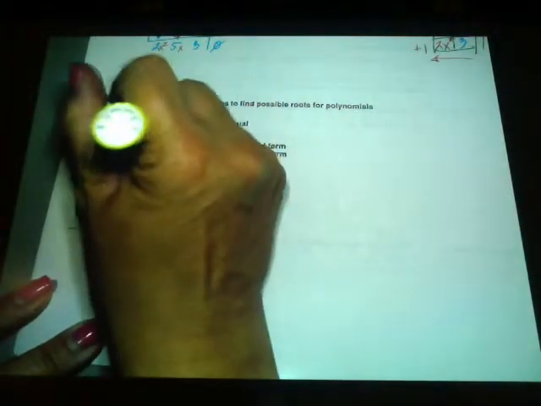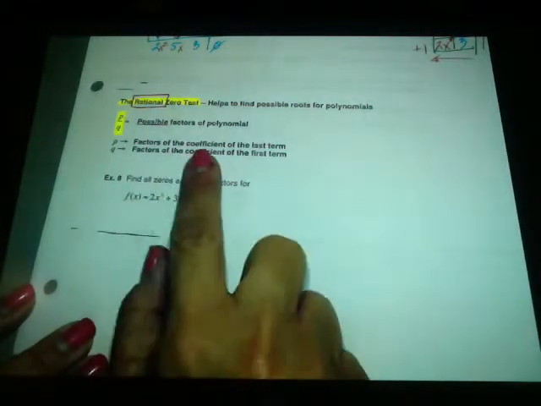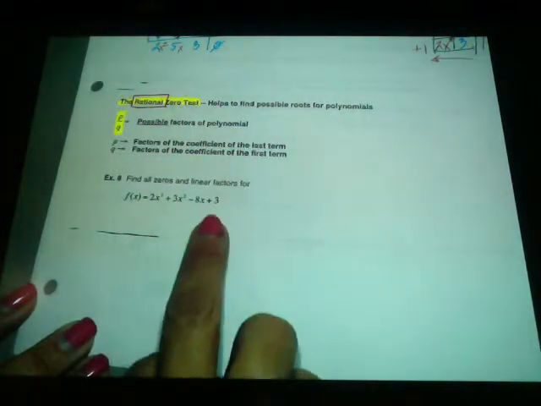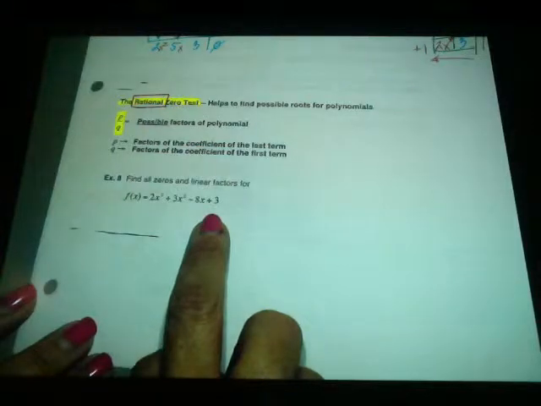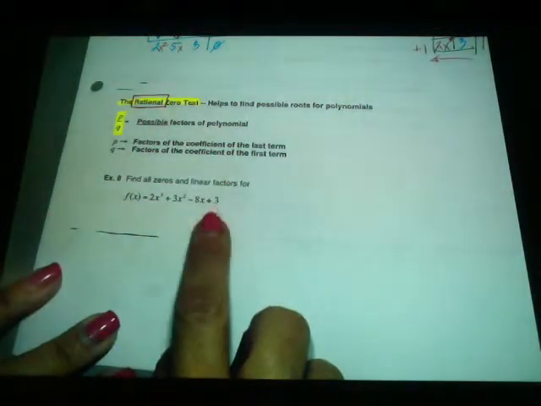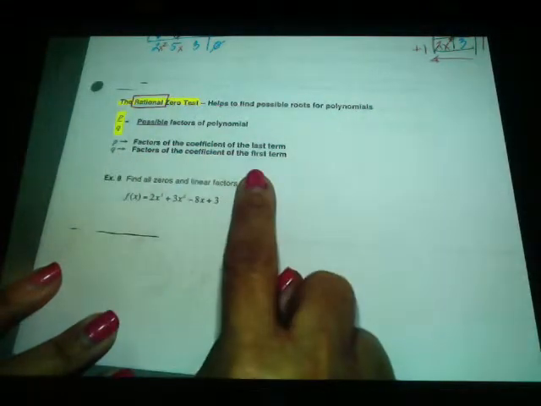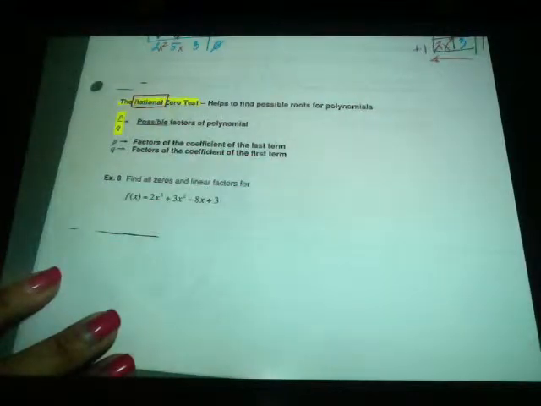So the first thing that you want to look at is this thing called P over Q. And I wrote down here that P are the factors of the coefficient of the last term, and it's really the constant. Isn't your last term the constant? And if you don't have a constant, isn't it zero? Well, you're always going to have a constant in these problems. If you don't have a constant, then we would end up factoring out an x, and you'd end up with a constant. And then Q is the factors of the coefficient of your first term. So that would be your highest degree term if they're not in proper order.